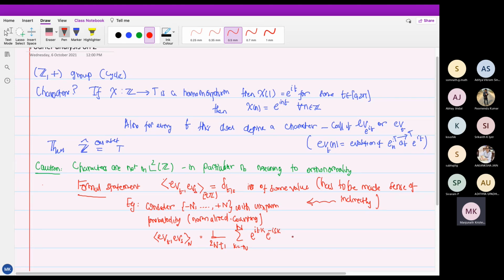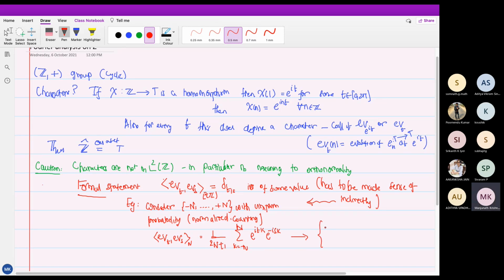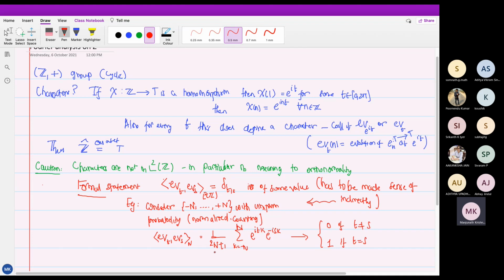What happens to this? This converges to 0 if t is not equal to s, and is always equal to 1 if t equals s. If t equals s, all these terms are 1 and you have 2n plus 1 of them, so the average is always 1. What happens if t is not equal to s? This is an oscillatory sum, and in fact you can just do a geometric series. It is given by the Dirichlet kernel. So what will this give you?